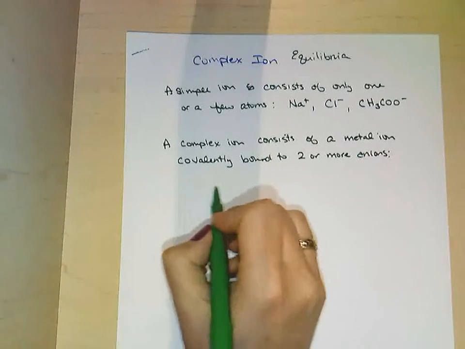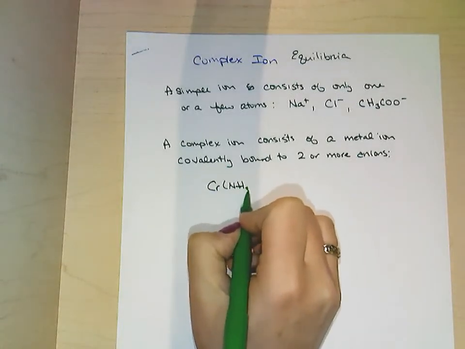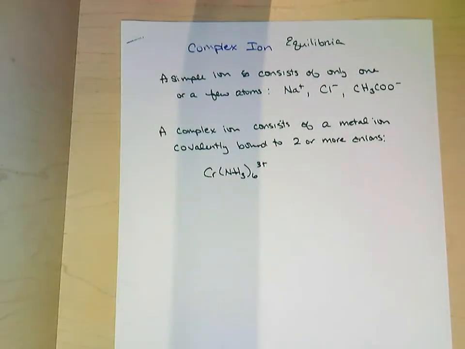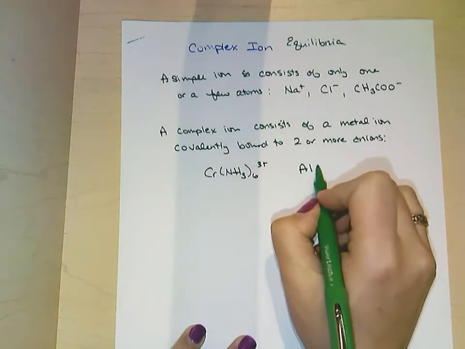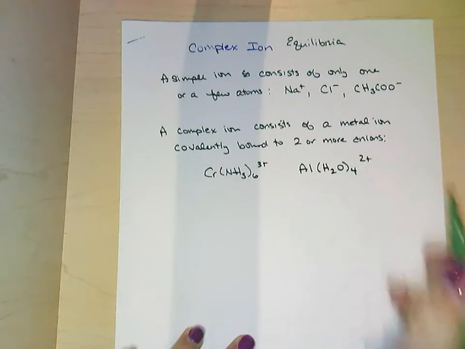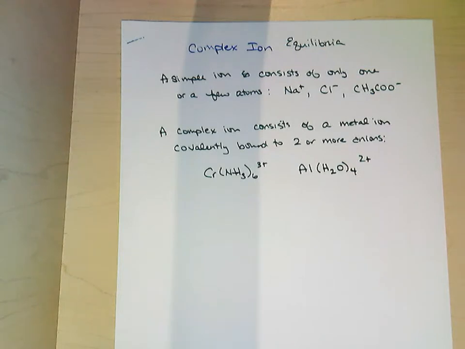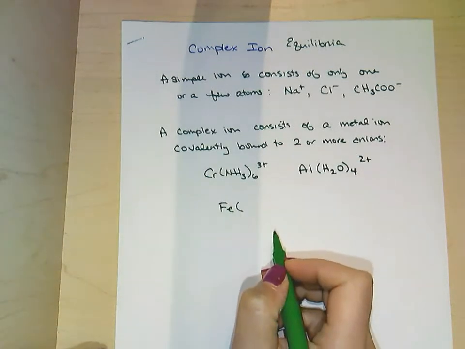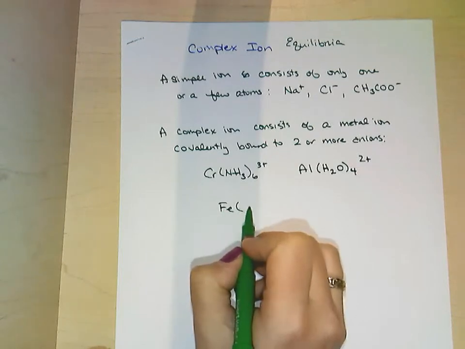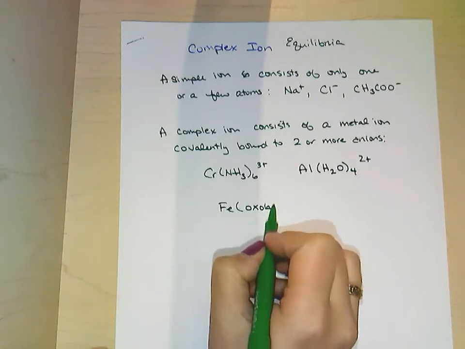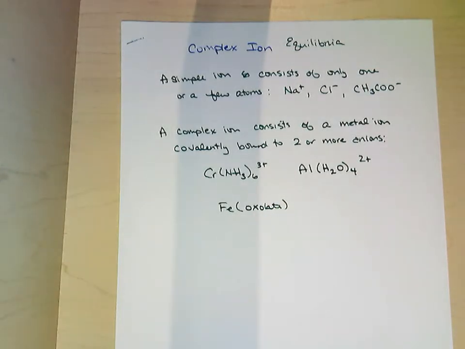So these would be things like chromium hexammonium, or, let's see what else. Right, aluminum tetra. What was the one you guys did in lab? You had something, it was like Fe. Yeah, it was potassium iron oxalate, hexoxalate, tris oxalate, whatever that was, right? That is a complex ion, right?